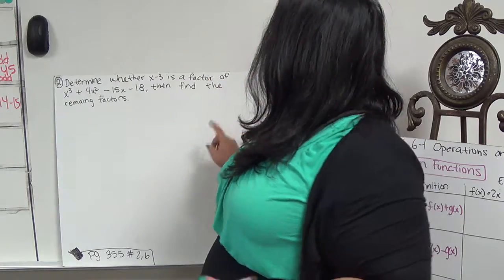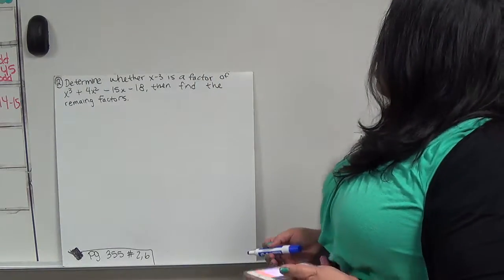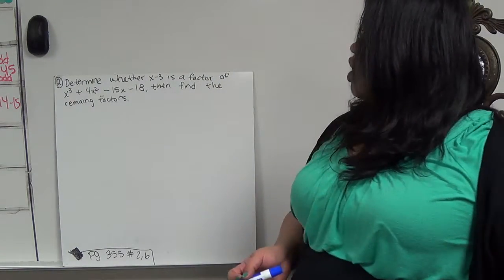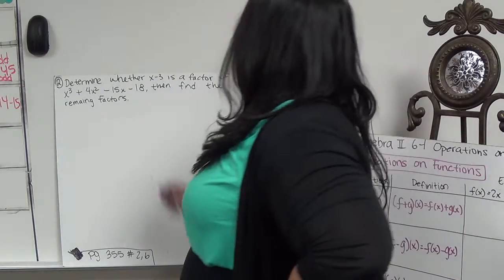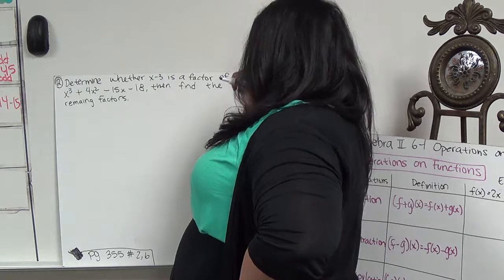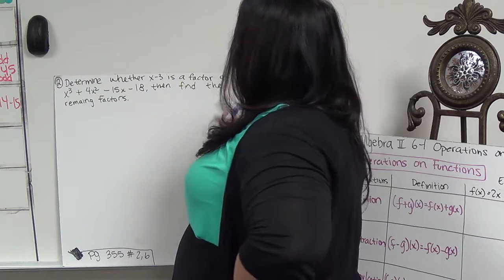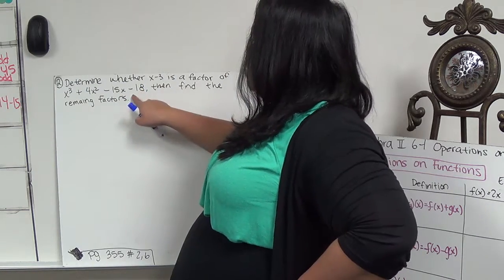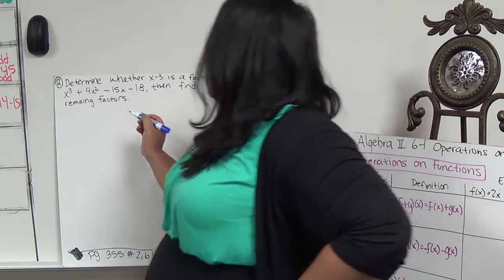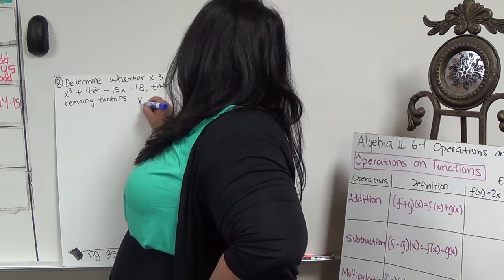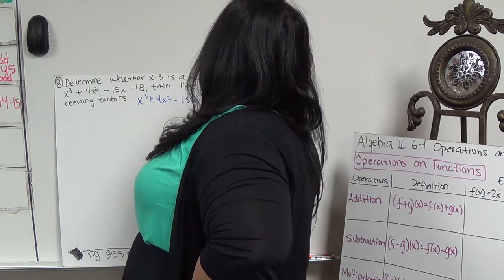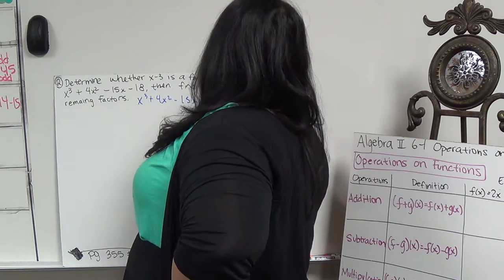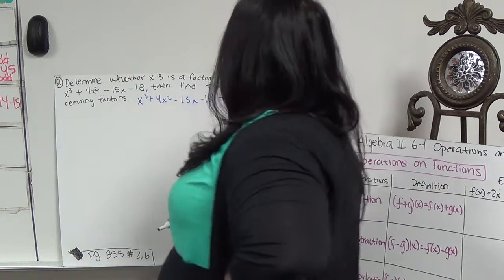So this one is asking, determine whether x minus 3 is a factor of the equation x cubed plus 4x squared minus 15x minus 18. Then find the remaining factors. So first I have to see if this is a factor of this. So I'm going to take this and I'm going to divide it. So it's going to look like x cubed plus 4x squared minus 15x minus 18, and I'm going to divide it by x minus 3.